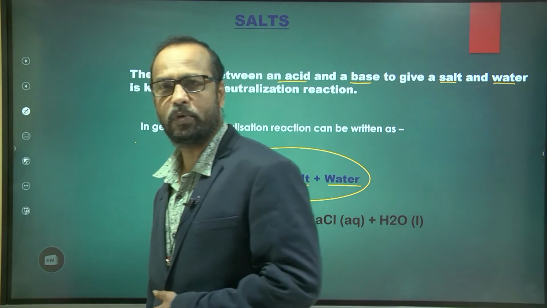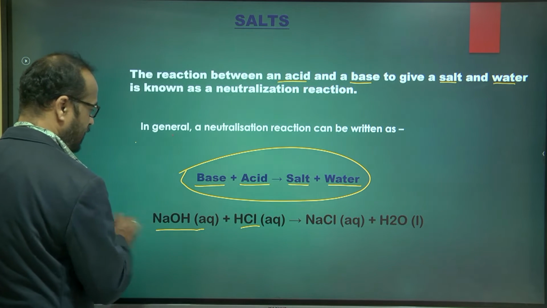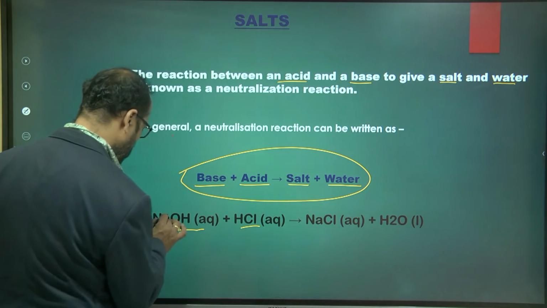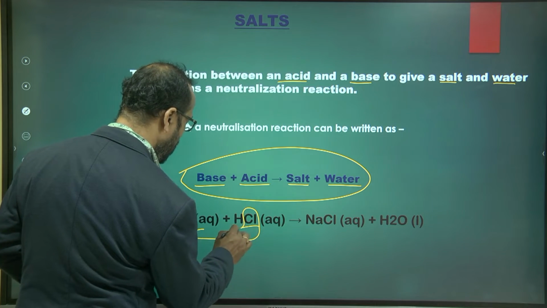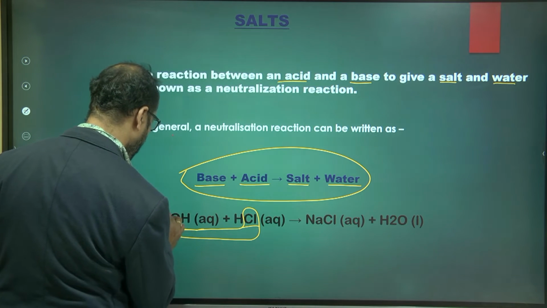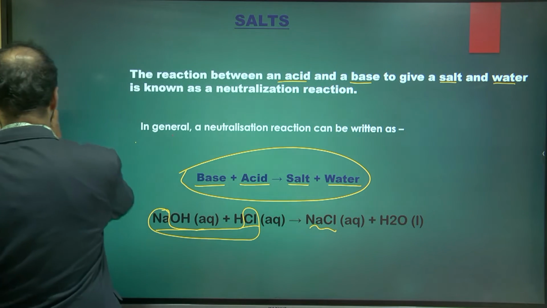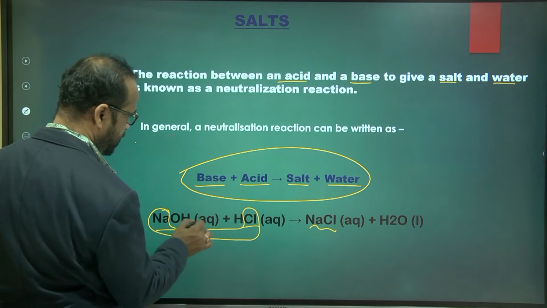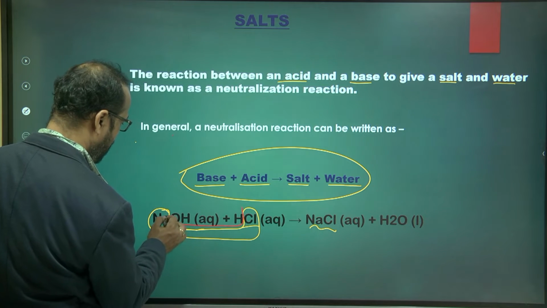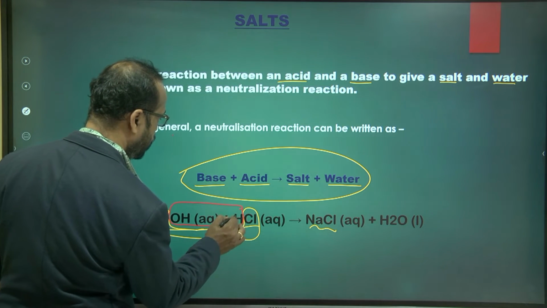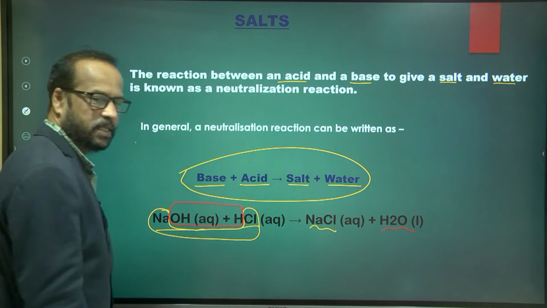One simple example: hydrochloric acid is the acid, sodium hydroxide is the base. When they combine, sodium from here and chlorine from here come together, forming sodium chloride, NaCl. Now what is left? Here OH, here H. So here one H and here 2H, H2, and here one O. So this becomes H2O, 2 hydrogens, 1 oxygen. H2O is nothing but water. Is this clear to you?